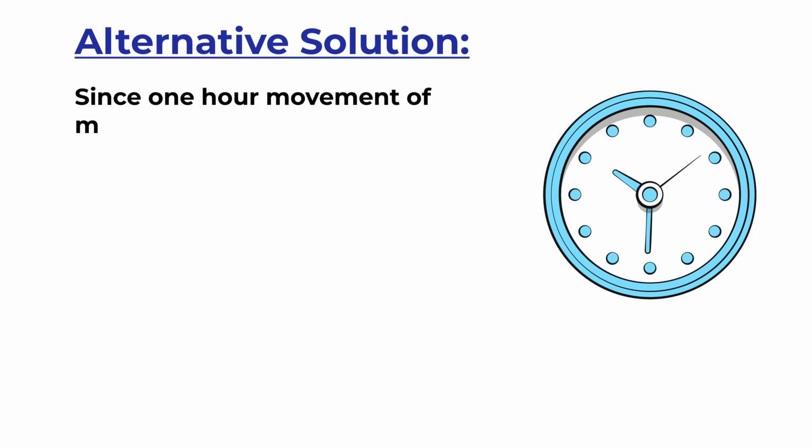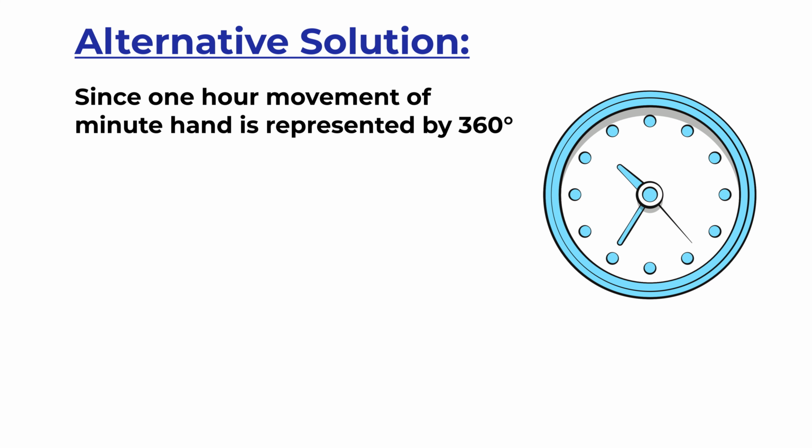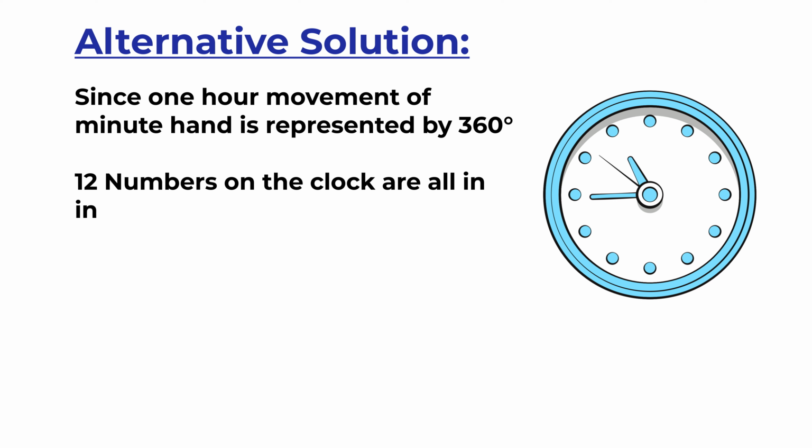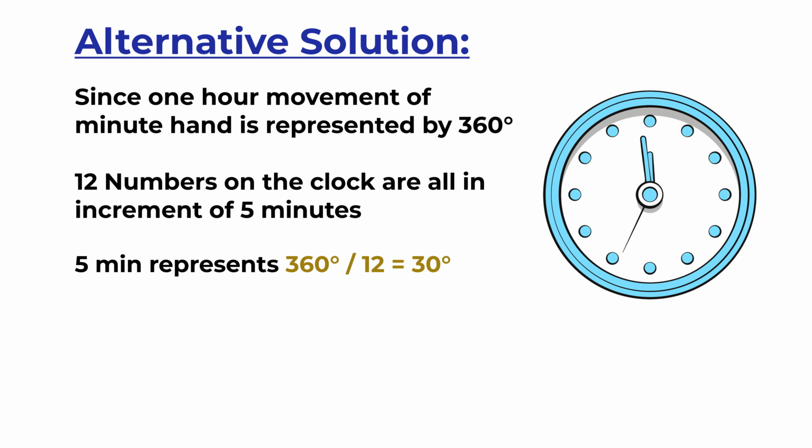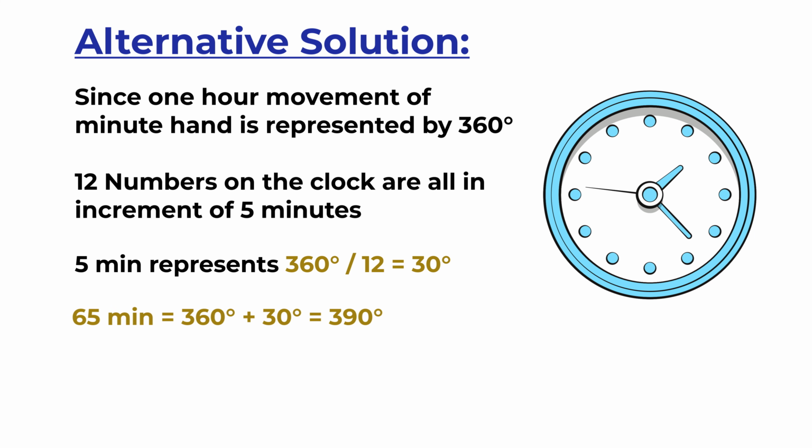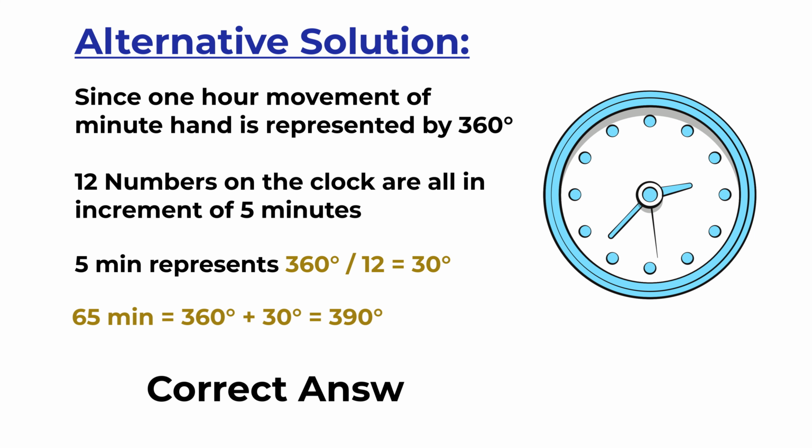Since 1 hour of movement of the minute hand is represented by 360 degrees, we can look at the 12 numbers on the clock, and each number on the clock is an increment of 5 minutes. 5 minutes is represented by a 30-degree angle, which is calculated as 360 degrees divided by 12 numbers, which equals 30 degrees. So 65 minutes would be represented by 360 degrees for the full circle plus 30 degrees for the extra 5 minutes, which would be a 390-degree angle.